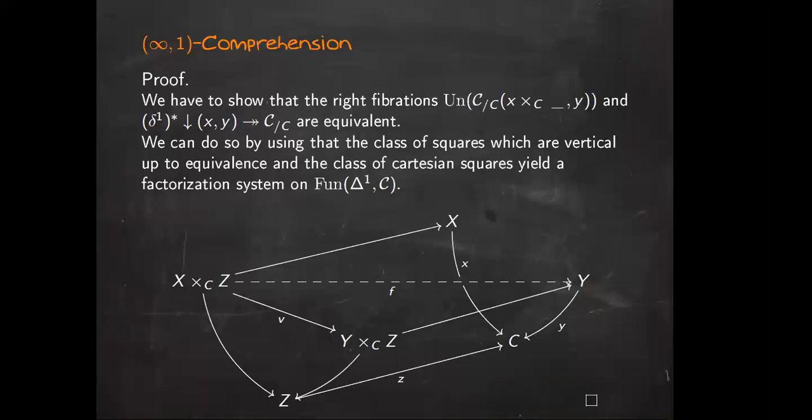Now, if we are given such a square, we can factor that square into a vertical arrow V and a Cartesian arrow, which is the top face of that prism. And this is exactly an object in this comma category, right? So an object in the comma category is just two objects, which are X times Z and Y times Z in this case, together with Cartesian arrows into X and Y, which are the two Cartesian squares, and a vertical arrow between them.